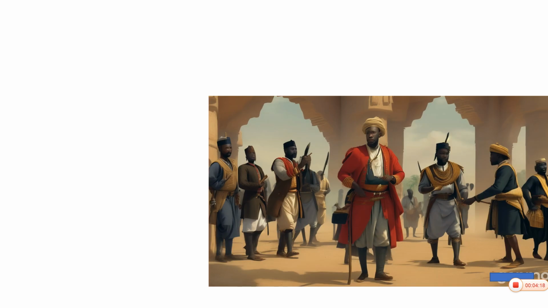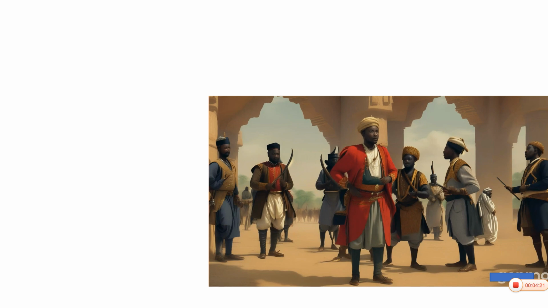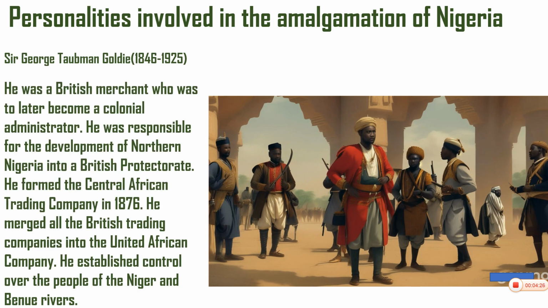Now let's look at the personalities involved in the amalgamation of Nigeria. Sir George Tubman Goldie, born 1846 and died in 1925. He was a British merchant who later became a colonial administrator. He was responsible for the development of the northern Nigeria into a British protectorate.